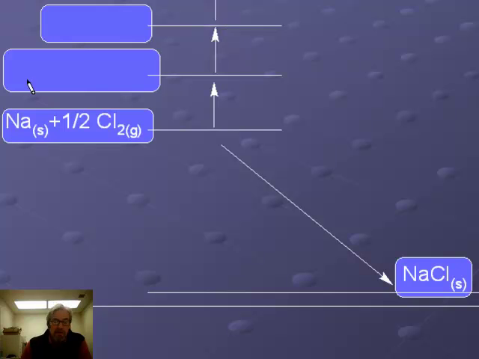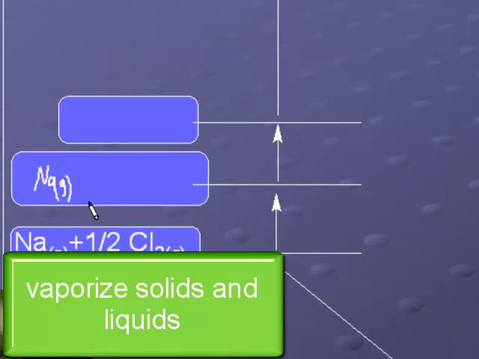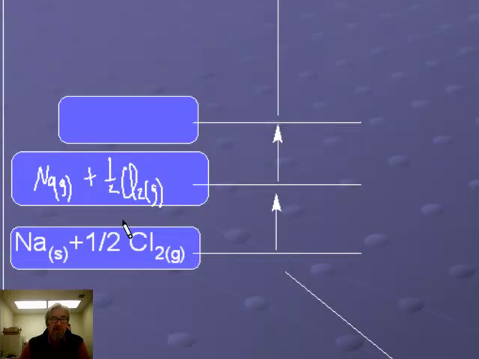In this example, sodium becomes a gas when it vaporizes. So this reactant set changes to sodium gas and 1/2 chlorine vapor when sodium vaporizes. And delta H for that process is equal to +107.8 kilojoules. I put a plus sign here because this is an endothermic process. It takes energy to vaporize this solid sodium.